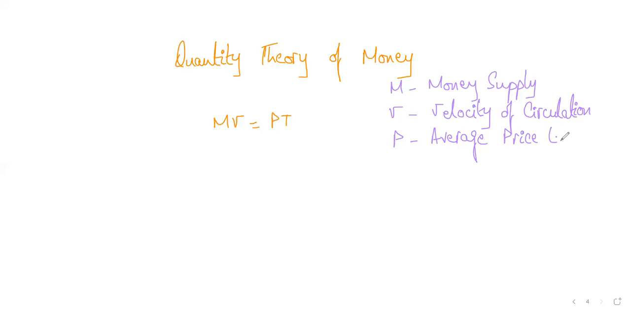And then the fourth and last variable is T, which shows you the number of transactions that are taking place, right? Now this is telling you for the entire economy. This is a macroeconomic concept, not a microeconomic concept. We're talking about the entire economy, the entire country, right? Now, what is money supply? The M is money supply.